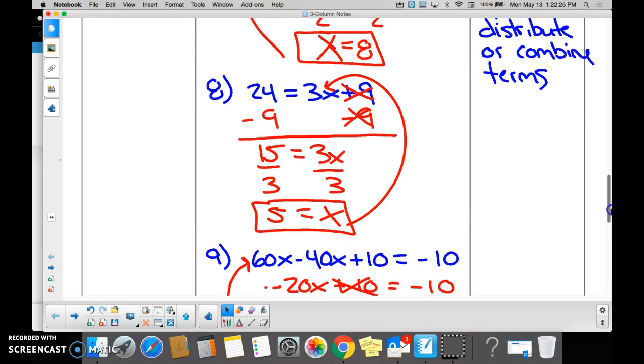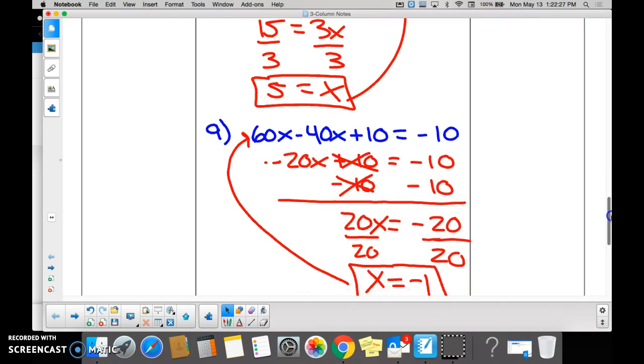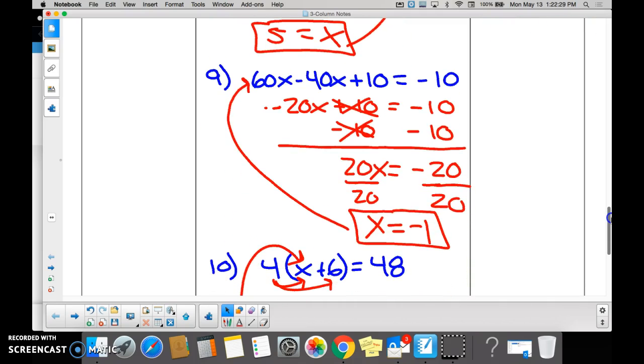Number 9, we had 60x minus 40x plus 10 equals negative 10. What did we do before we even started solving for x, Donia? You combine the like terms. If you have like terms, should you combine before you start to solve? Yes. For sure. And then our new problem became much easier. Negative 20x plus 10 equals negative 10, and then we did all of our steps.